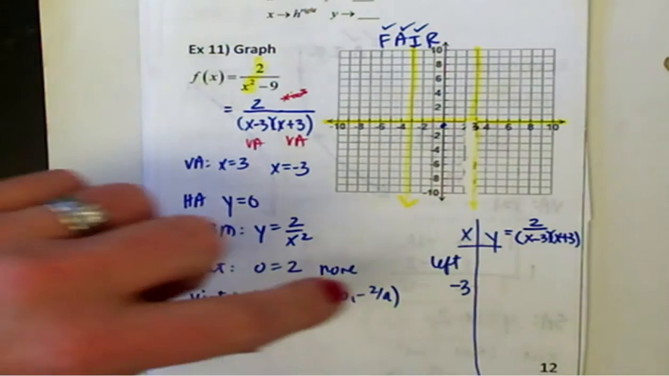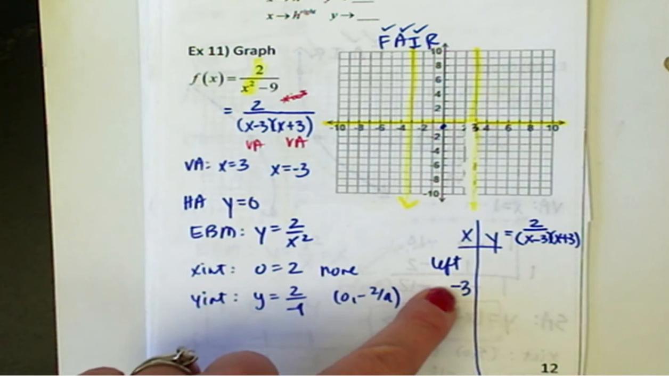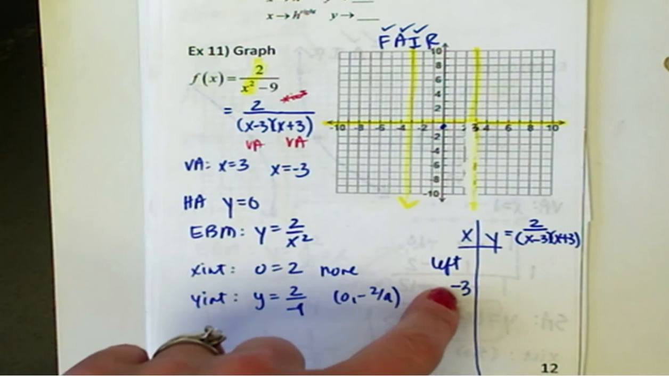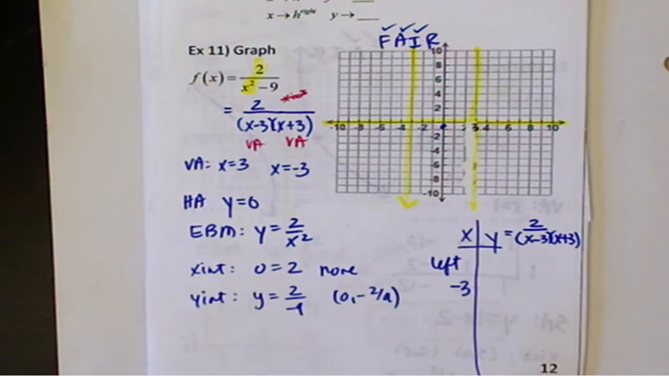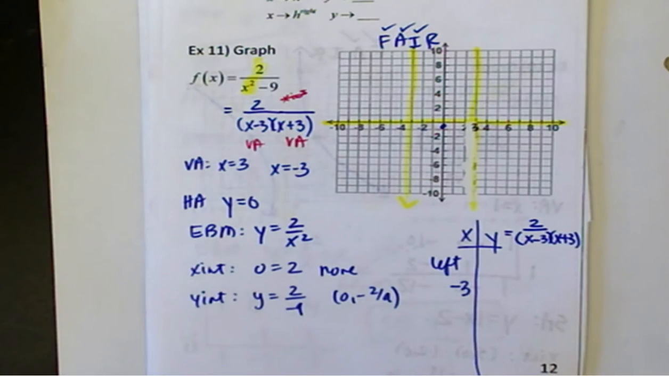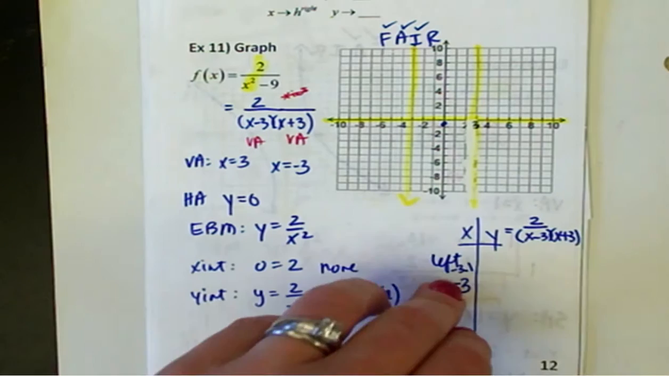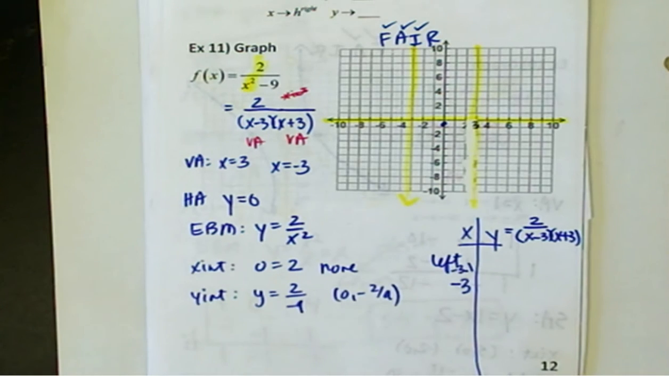Now, can you be a little closer to the asymptote than negative 4? Okay, negative 3.5. Can you be a little closer? Yeah, I like negative 3.1 a little better. Negative 3.1. We're going a little bit concrete here.